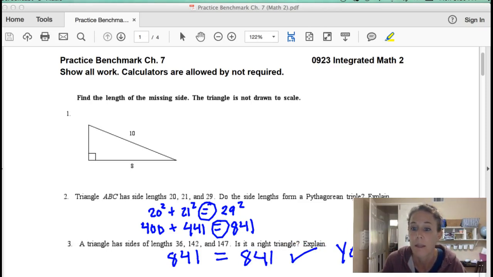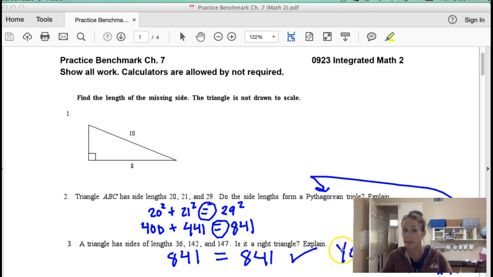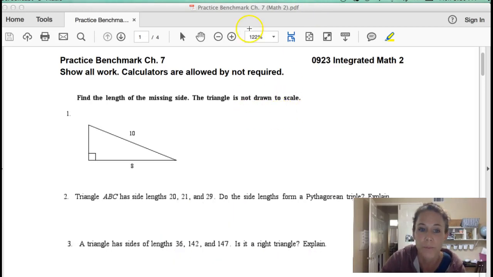This is a right triangle, and these numbers form a Pythagorean triple. I'll just do this. They form a Pythagorean triple. Yes, they do. They are whole numbers that form a Pythagorean triple. That's how I'm going to explain that. All right, let's go on to the next one.